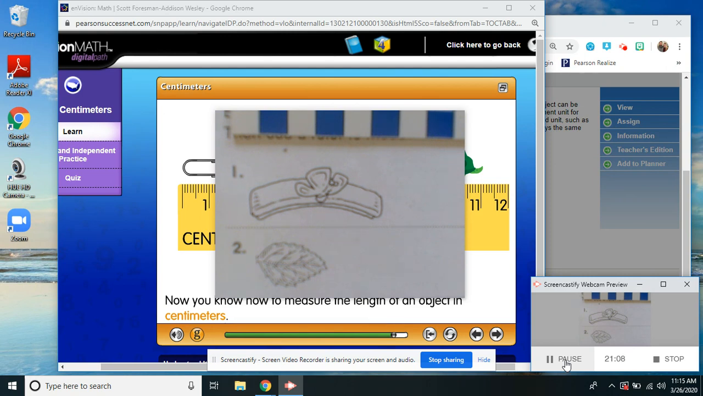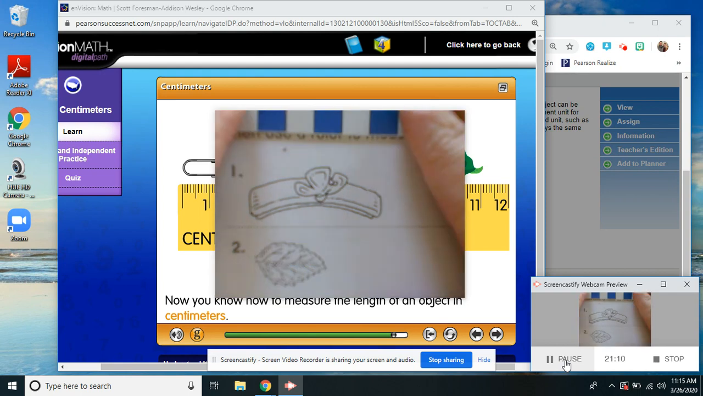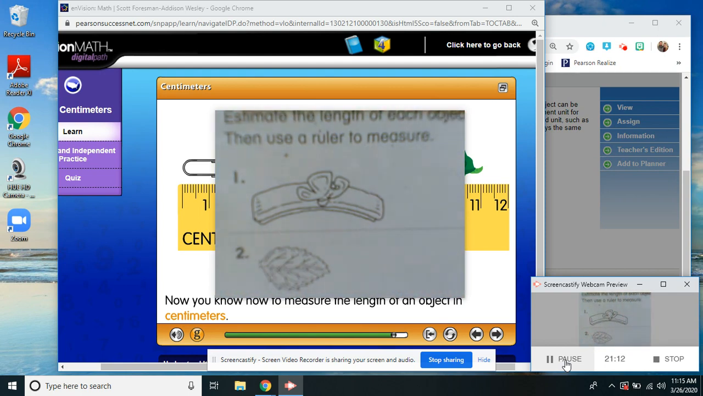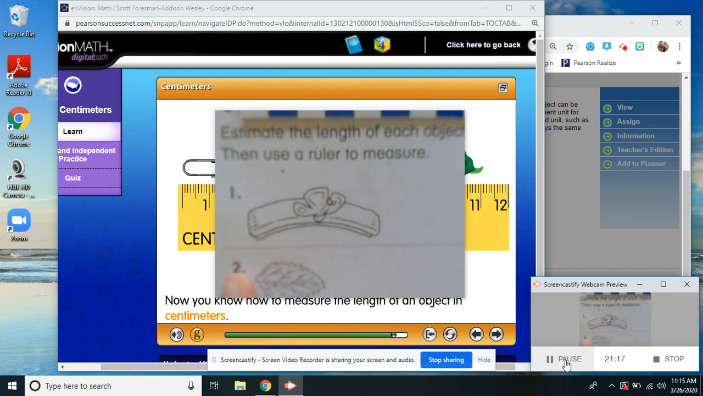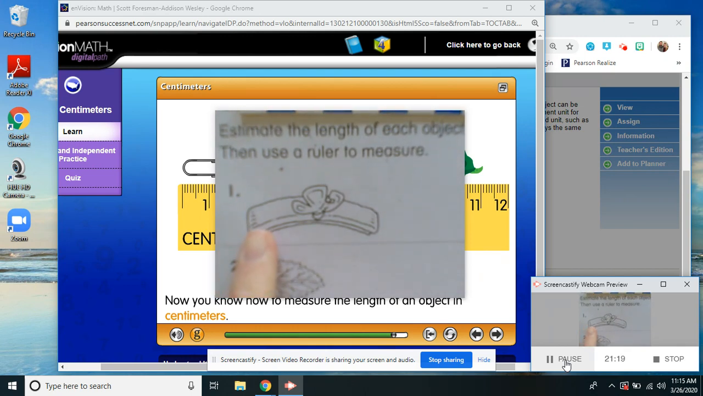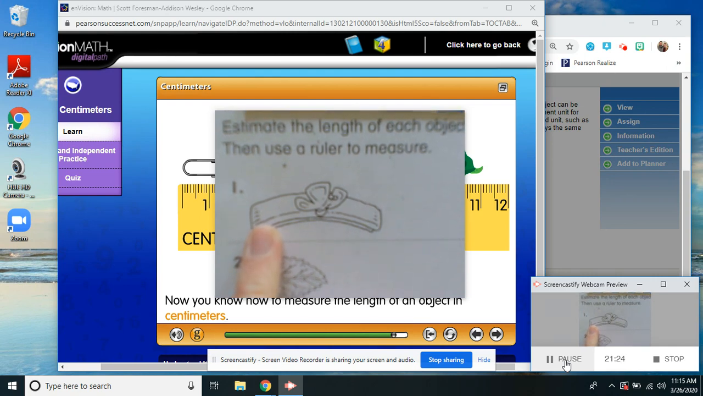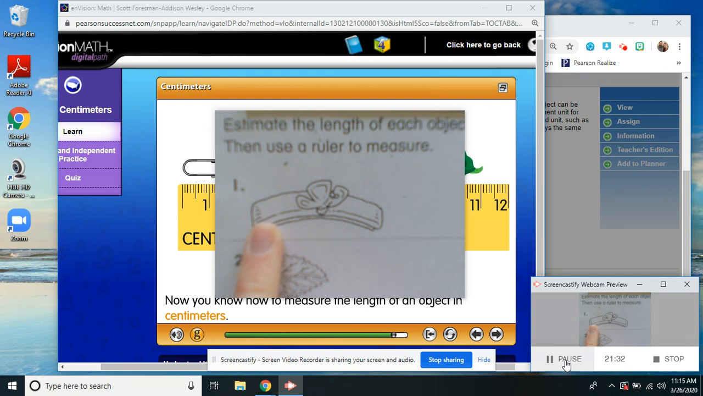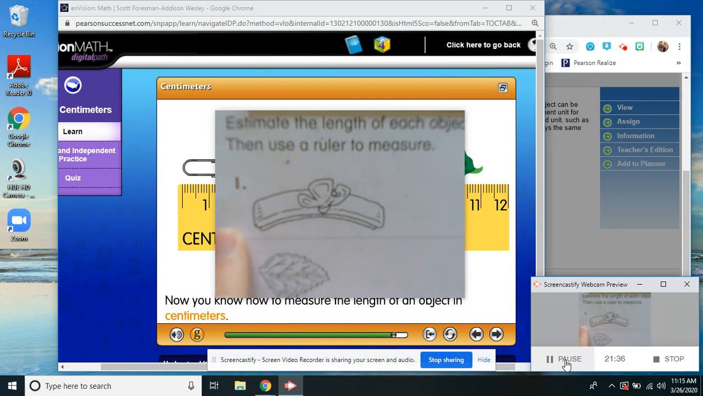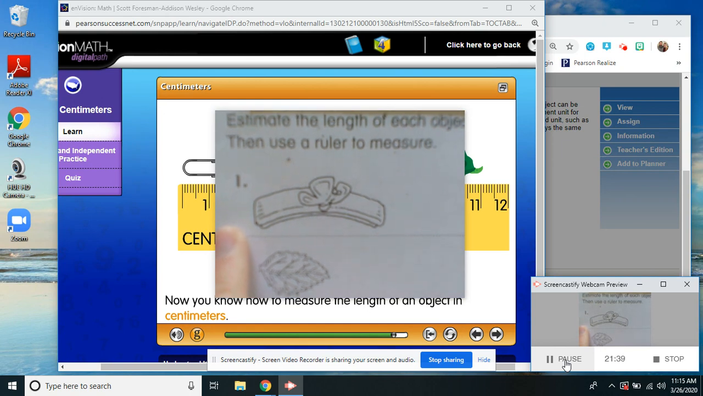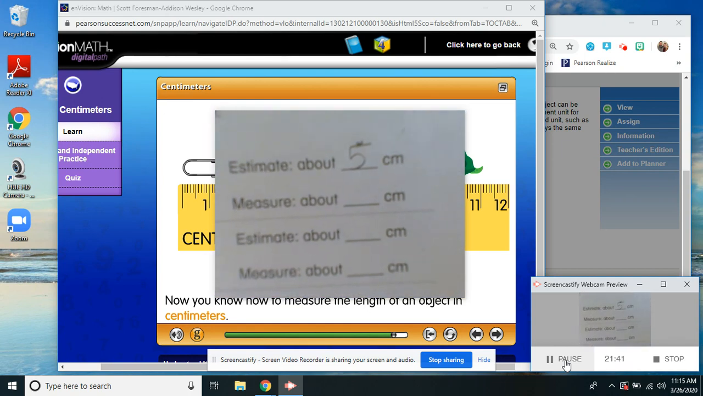In order to estimate, we need to not use a ruler. We are just going to look at it and eyeball. How many centimeters long do I think this is? Well, I remember that my pinky was about 1 centimeter long. It's less than 10 centimeters and it's more than 1 centimeter. I'm going to estimate that it is maybe 5 centimeters long. I am not sure. I have not measured it. So I'm going to put 5 centimeters.